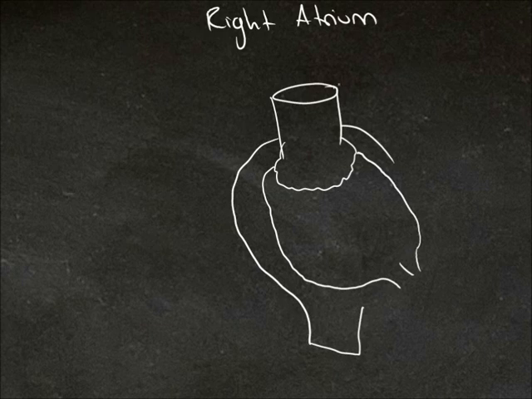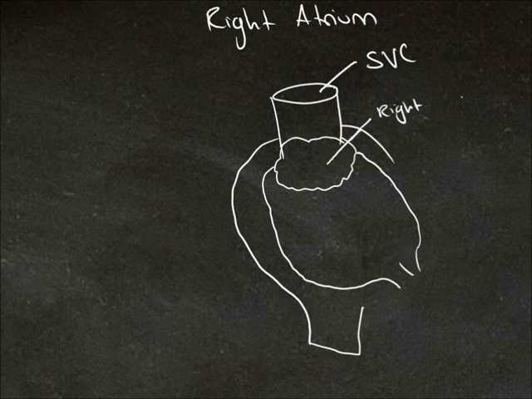Okay, here is the superior vena cava. We've cut a little window out of the right atrium so we can see inside. Here is what's known as an auricle, and this is the right auricle. Then we go into our window.